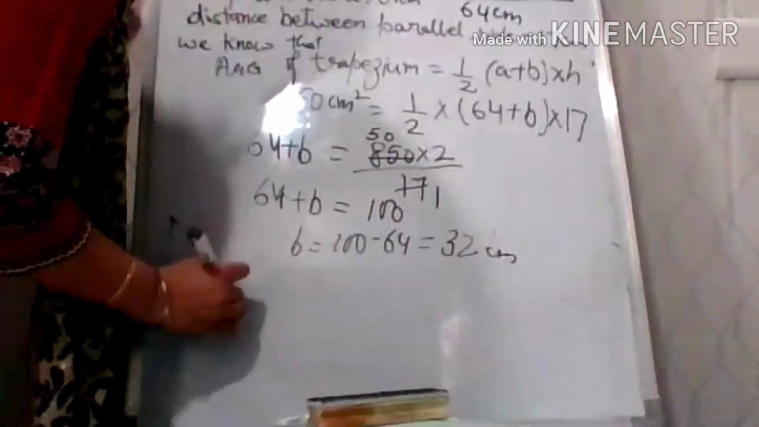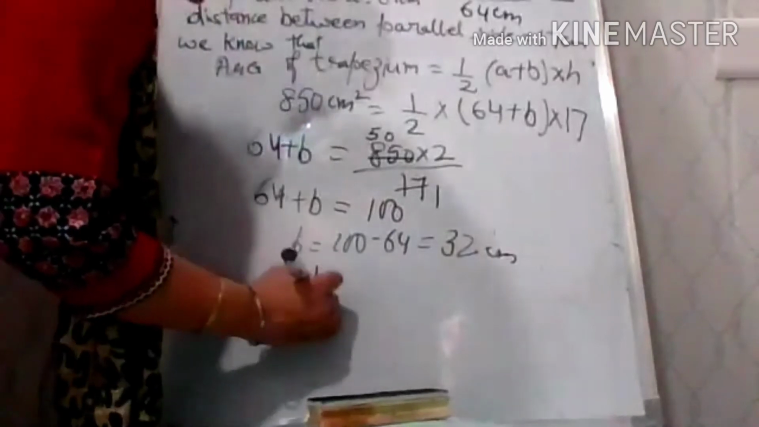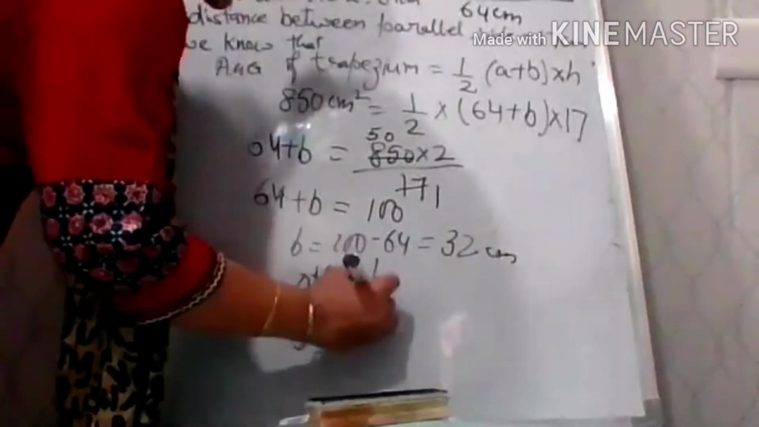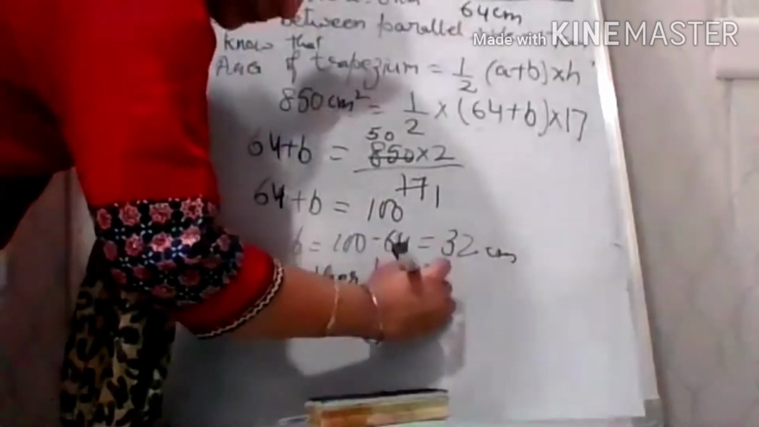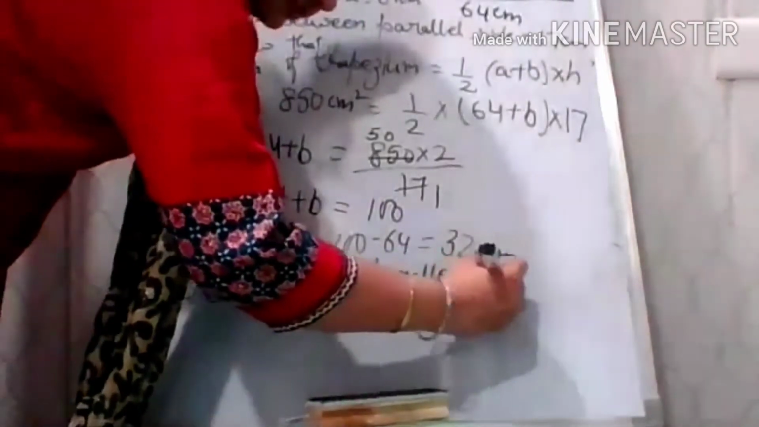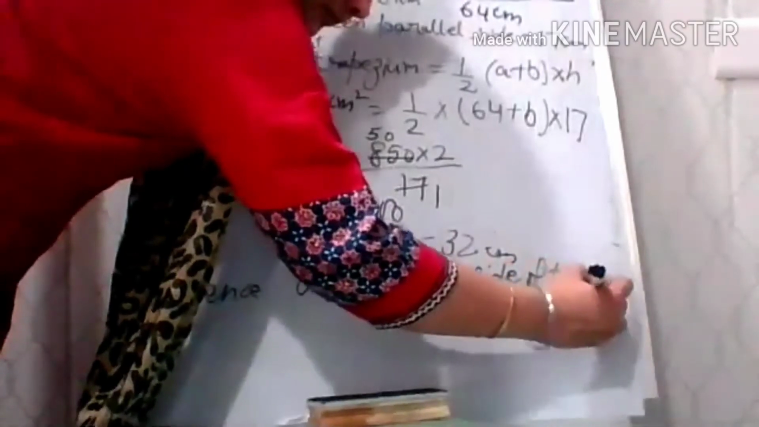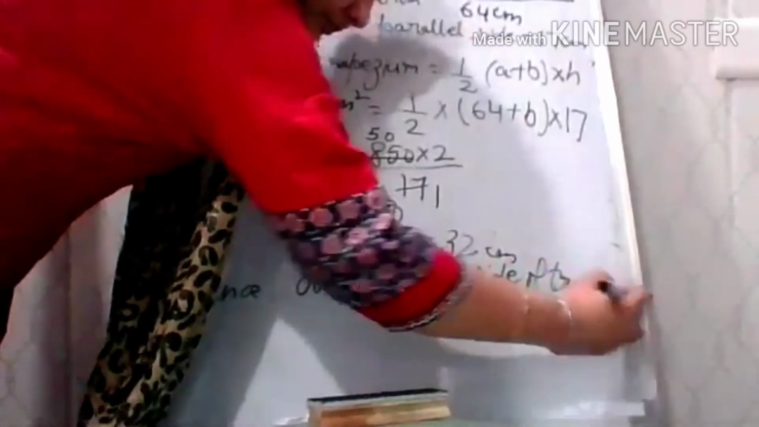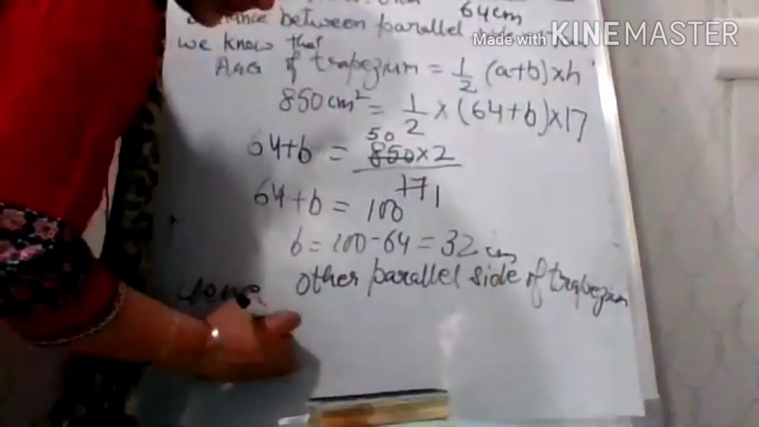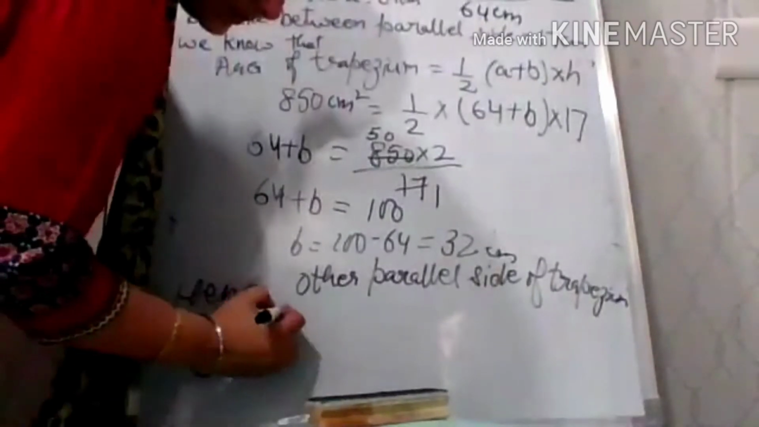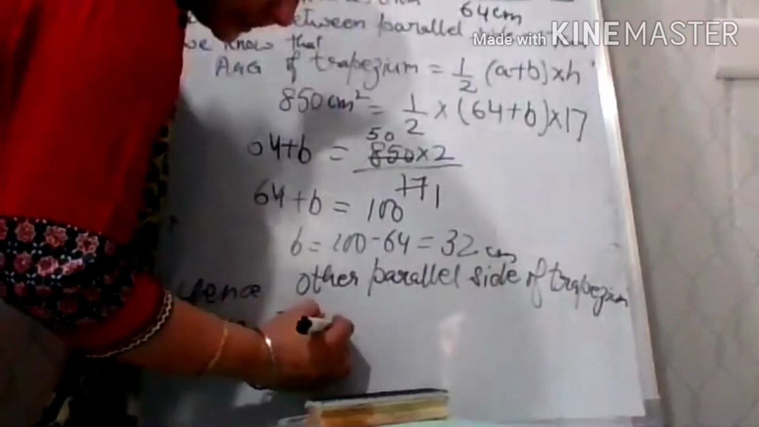Hence, other parallel side of trapezium is 32 centimeter.